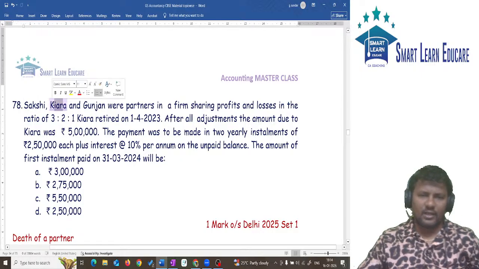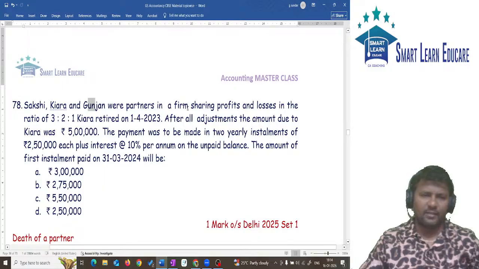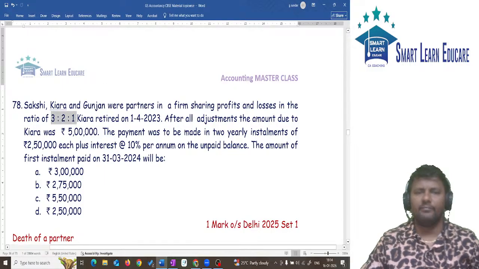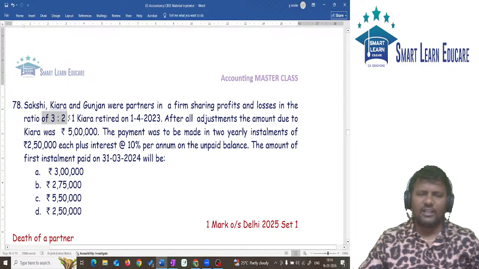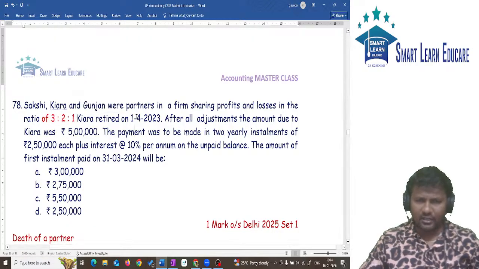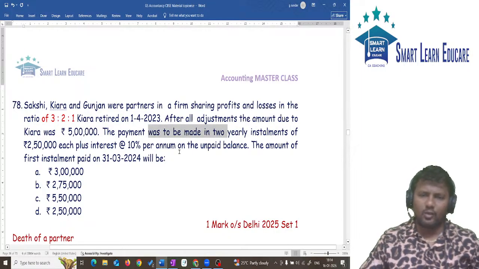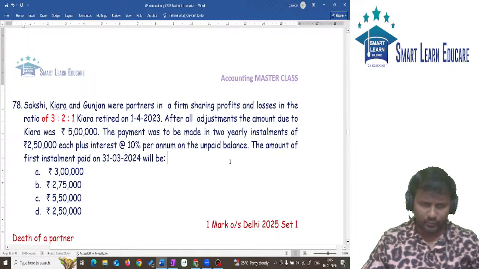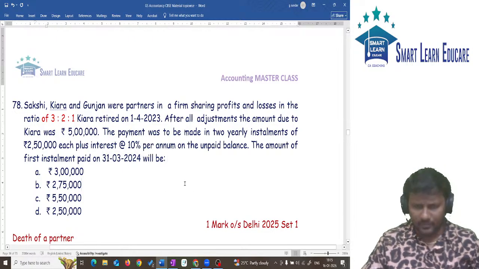S, K, G are partners sharing the profits and losses in the ratio of 3:2:1. Profit sharing ratio given 3:2:1. K retired on 1st April. After all adjustment, amount due to partner is 5 lakh. The payment was made in 2 yearly installments. This is the principal portion which is paid in 2 yearly installments, 2,50,000 plus interest of 10% per annum on the unpaid amount. The amount of first installment paid on 31st March 2024 will be?